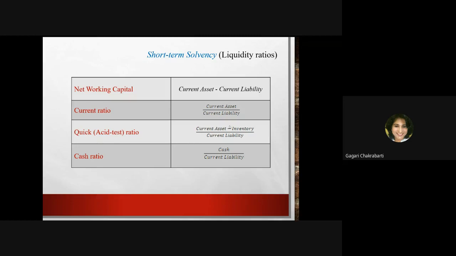Okay, and then the cash ratio. So the cash by current liability. This is often used by many short-term investors. So it is the amount of cash. Cash is the most liquid item. So that is why we will be interested in the cash ratio. So these are the liquidity ratios that we shall be considering in our analysis.